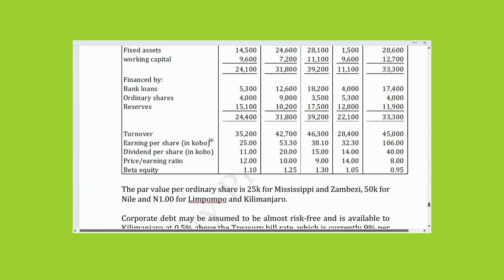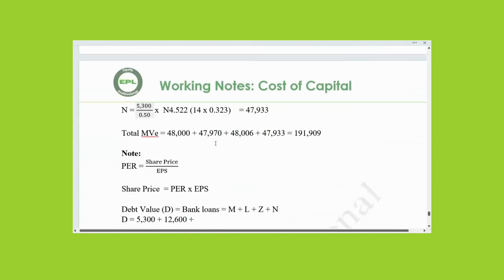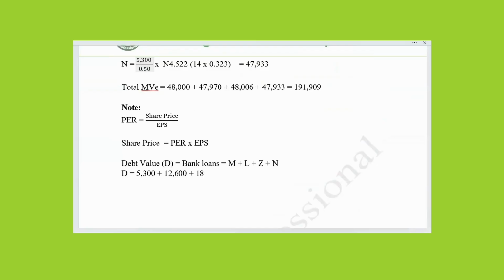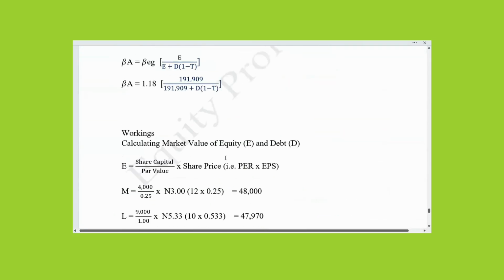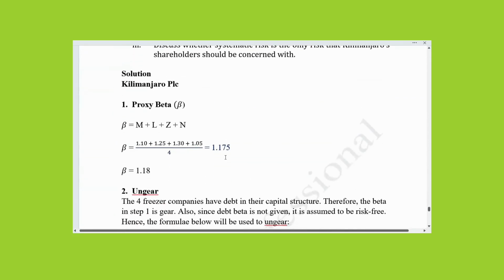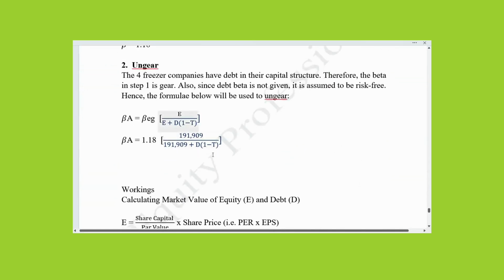Okay, 18,200 and 4,000. 18,200 plus 4,000. So what's the total? Add it up. 40,100. All right. So the book value of the debts is 40,100. So here our D is equal to 40,100.